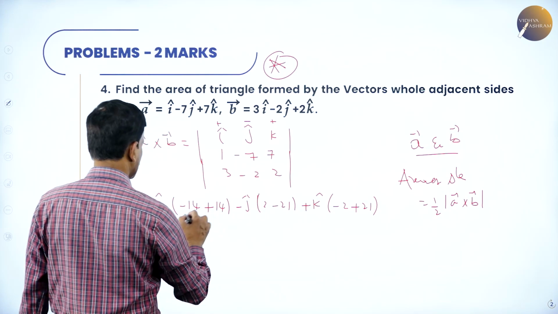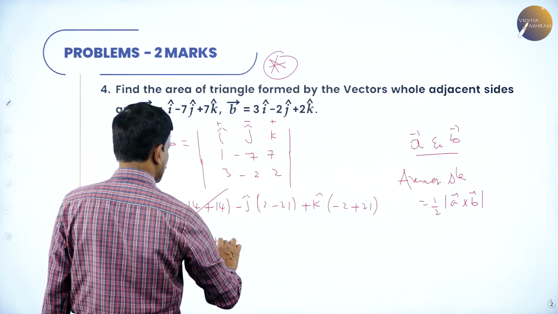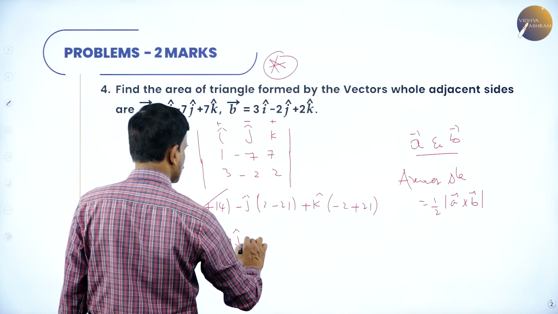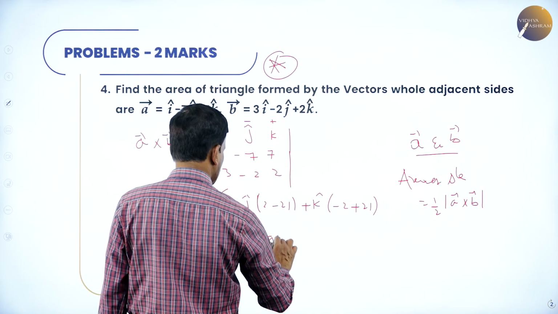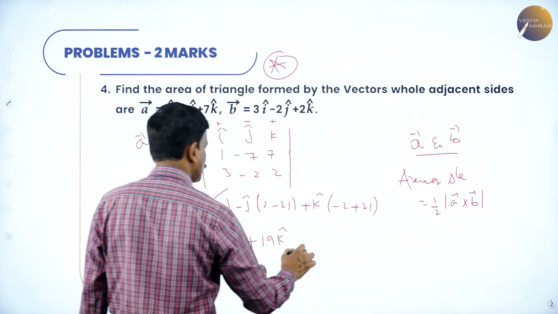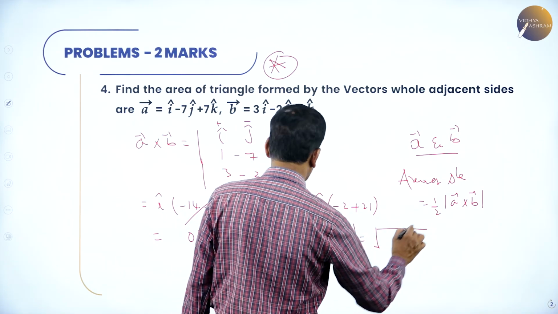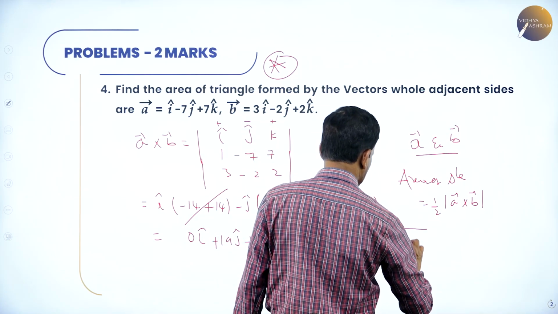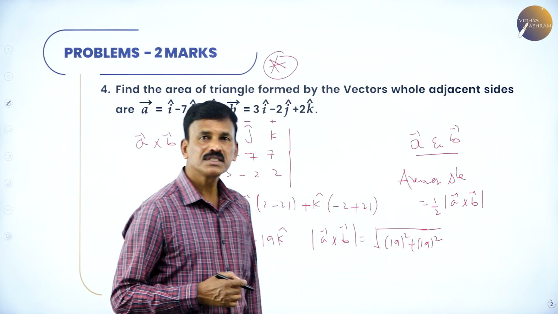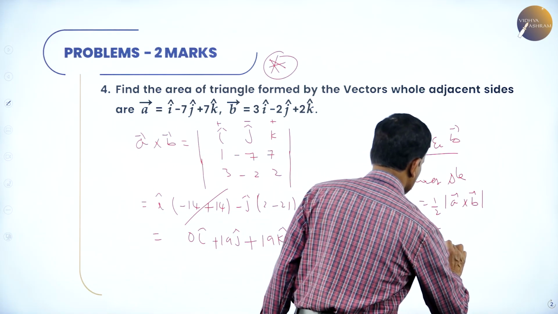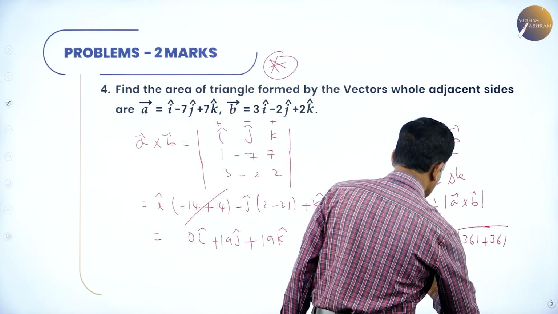So this minus plus gets cancelled, 0i. Again 2 minus 21 is minus 19j, minus into minus plus. Again 21 minus 2 is plus 19k. So the length of a cross b is equal to square root of 19 square plus 19 square. What is 19 square? 361 plus 361. Square root of 361 plus 361, that's equal to 722.